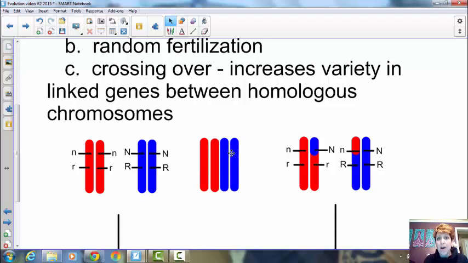Synapsis is the pairing up of homologous chromosomes during prophase 1 of meiosis. So when they crossed over, there was this little exchange.